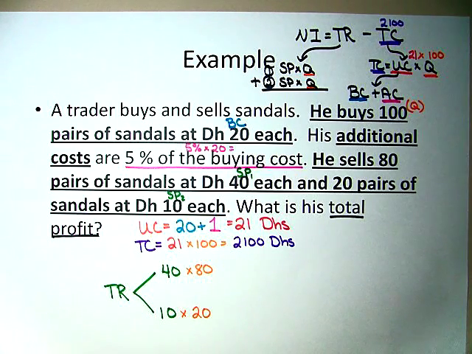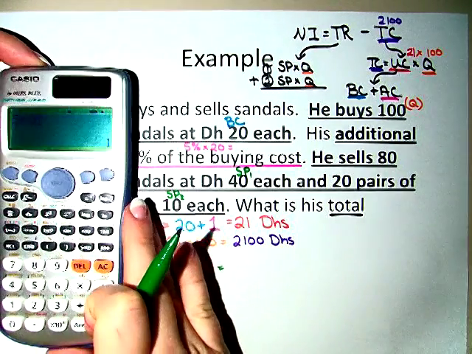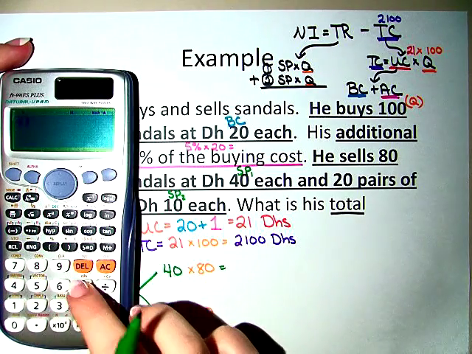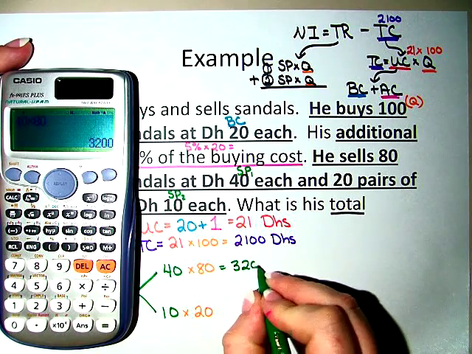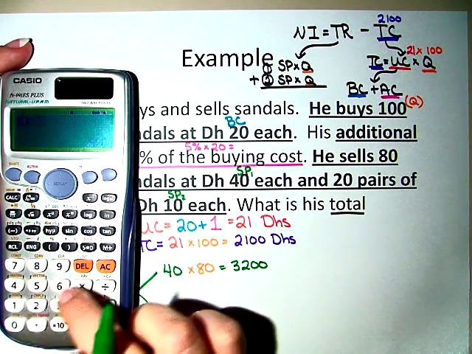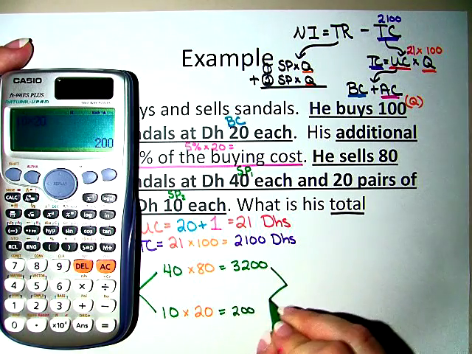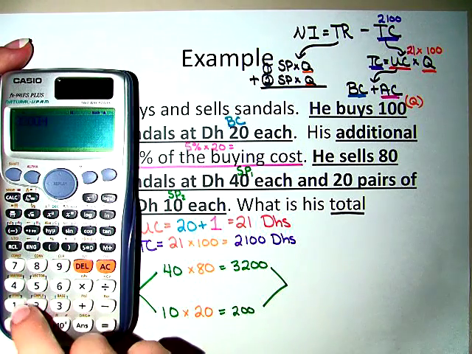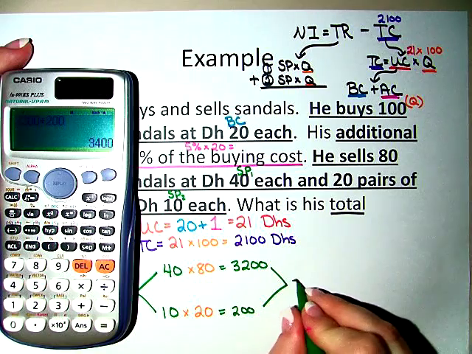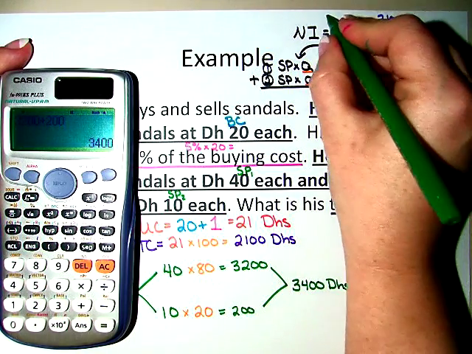So far, so good? Okay, so that means that 40 times 80, if we get out our calculator, 40 times 80 gives me 3,200 dirhams. And 10 times 20 gives me 200 dirhams. So that would mean my total revenue is 3,200 plus 200, or 3,400 dirhams.